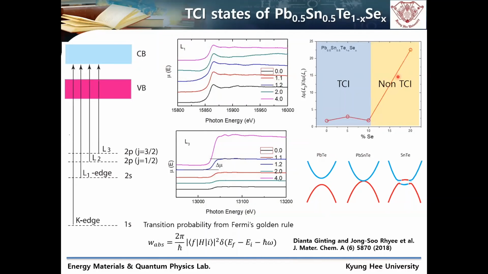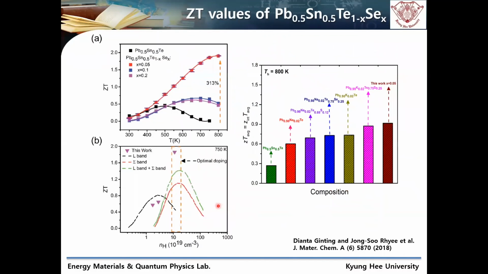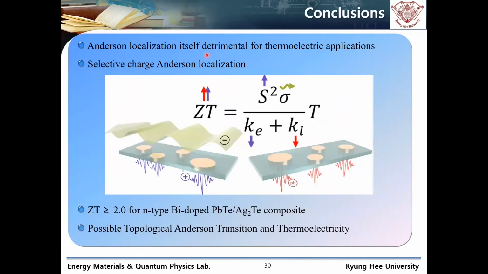Therefore, we identified a significant increase of the zT value by breaking the inversion symmetry. Then the theoretical calculation shows that when we consider only the L band and the band convergence, the zT value can be calculated like this. The additional contribution of zT value enhancement can come from the topological phase transition. Therefore, I can conclude that the Anderson localization itself is detrimental for thermoelectric applications, but selective charge Anderson localization can be possible in terms of this kind of potential barrier control.